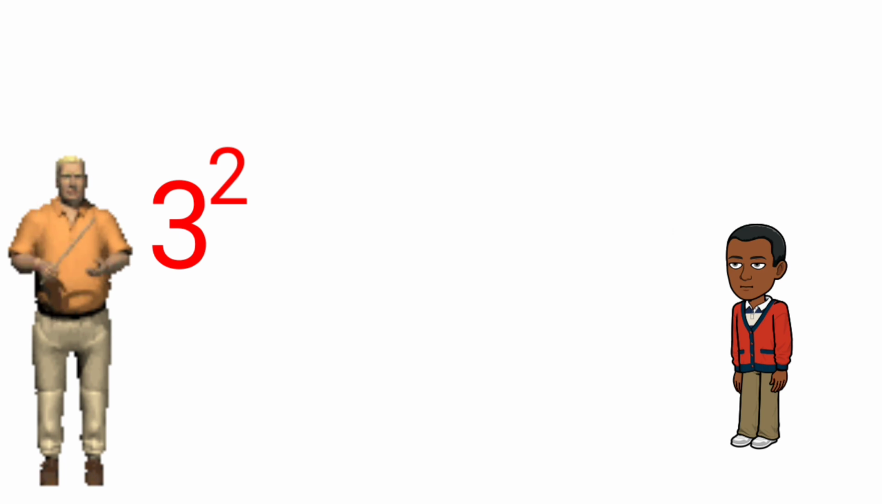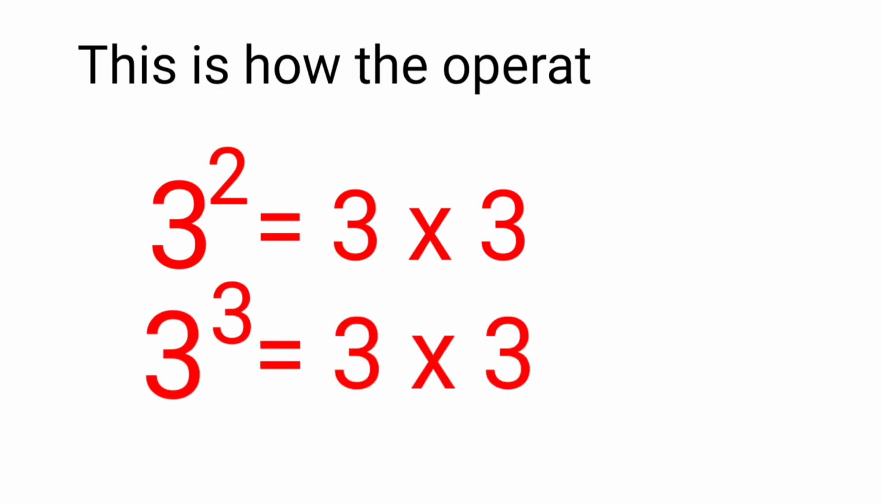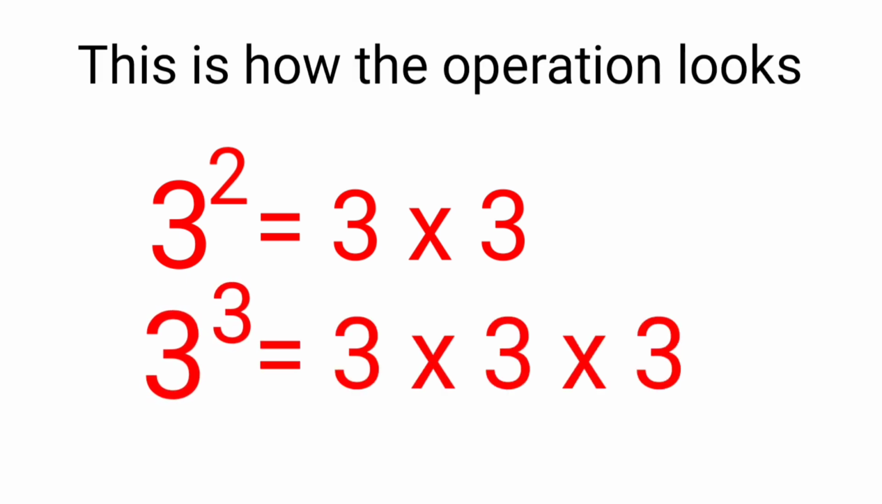Say we have 3 to the 2nd. Now 3 to the 2nd is saying that we should multiply 2 threes together. So that's going to be 3 times 3. And 3 to the 3rd is going to say multiply 3 threes together. That's going to be 3 times 3 times 3. Right, so that's the story right there.